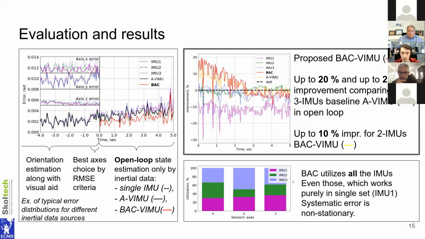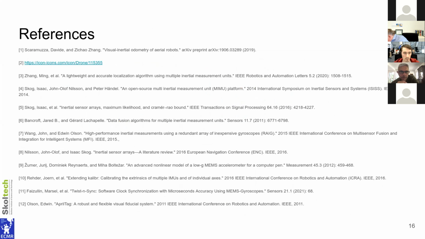The third graph here at the bottom is where the approach utilizes every axis of every IMU. By this, we assume that our approach is looking at these systematic errors and trying to be better than just observing random errors. Here we also imply that systematic errors are not predictable and are non-stationary. Actually, that's it for my presentation, and I'm glad to answer your questions.